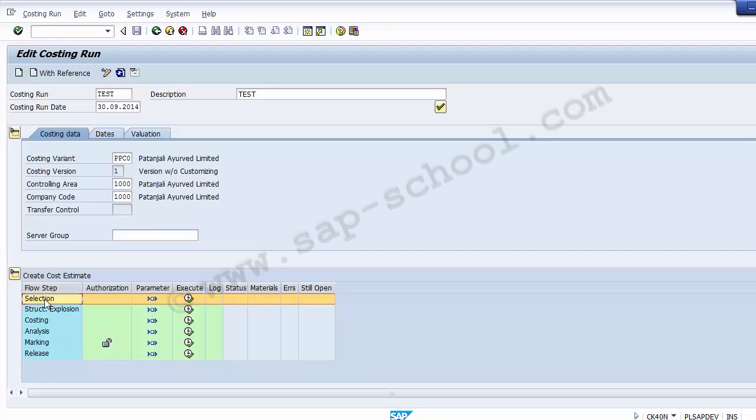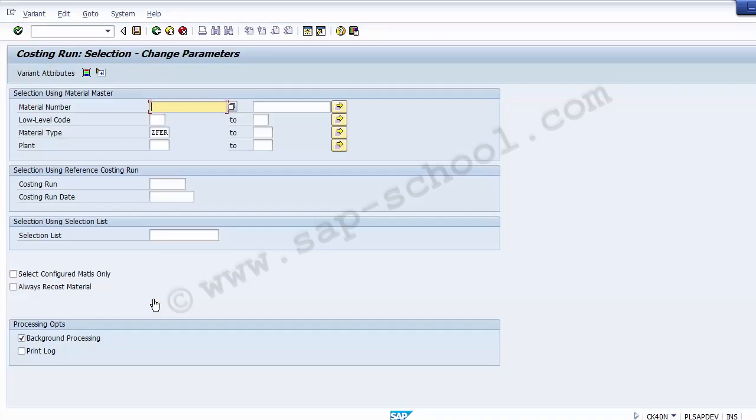Each step requires you to enter parameters, then save, and then execute. For example, if I move on to this parameter in the selection part over here, you can see in this third column there is a parameter. If I click onto this arrow mark over here, it will take you to the next screen, where you need to fill in the parameters which you want to execute for. The parameters include the material number for which you want to do the costing run. Then you need to fill the material type and the plant if there is any, and the costing run date at which you want to execute it.